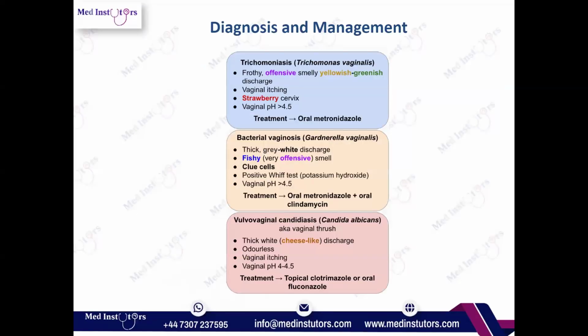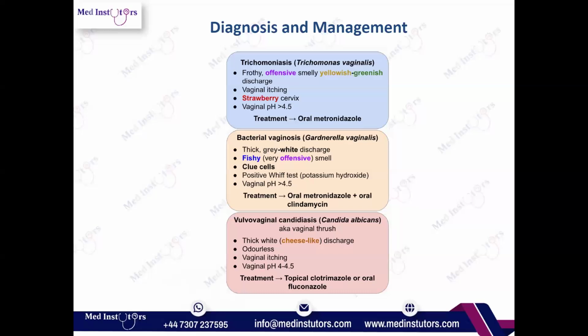The next step, now you know how to diagnose the patient. So what is the management? In MRCOG part 1, they don't expect you to do consultant level management. They just want to assess that you know the basics of management. For example, in case of trichomoniasis, it's a kind of revision. The patient may present with frothy, offensive, smelly, yellowish-greenish discharge, vaginal itching, strawberry cervix. Vaginal pH would be more than 4.5. The treatment would be oral metronidazole. Please remember, the management for trichomoniasis is oral metronidazole.